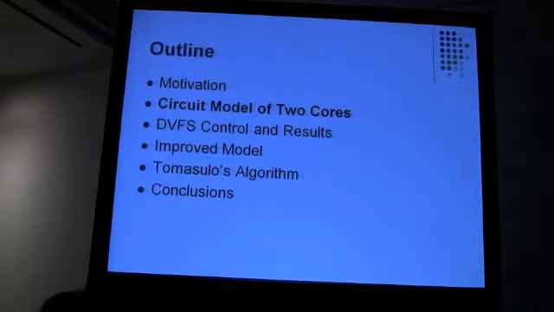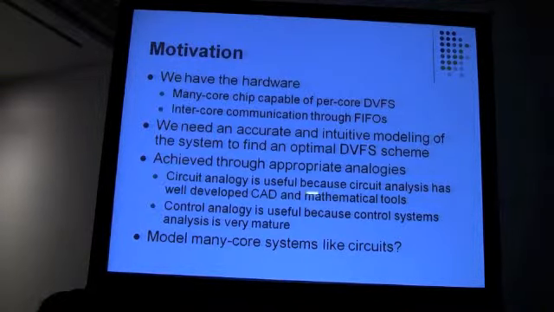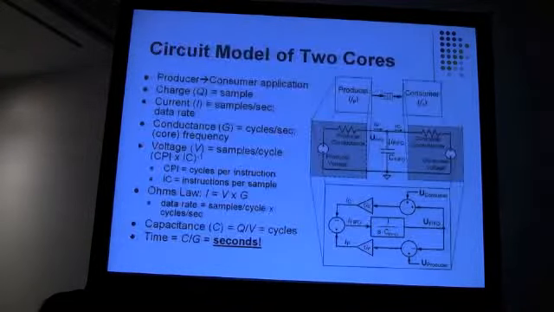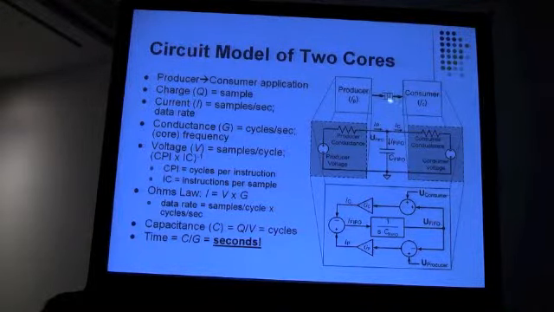So let's see if we can use circuits to model the control system and then go from there to make the algorithm. Here is a simple case where we have two cores talking to each other, a producer and a consumer, going through a FIFO. I've said here that it's a producer-consumer application, and then I'm going to do a little analogy here using physics.